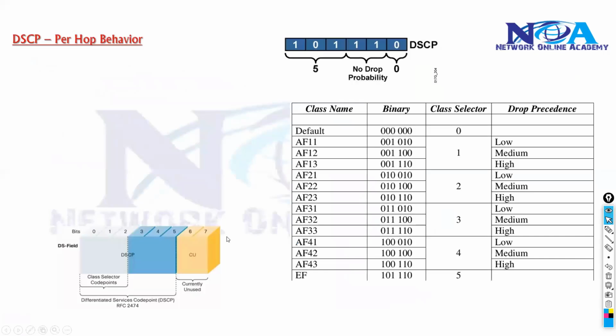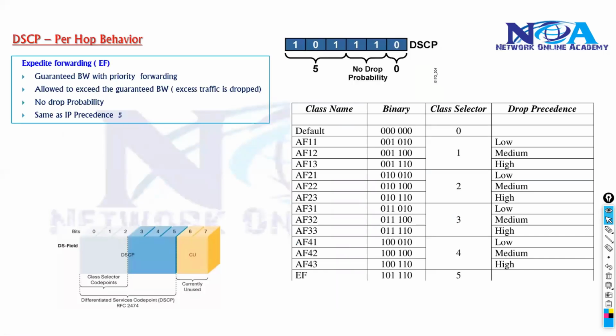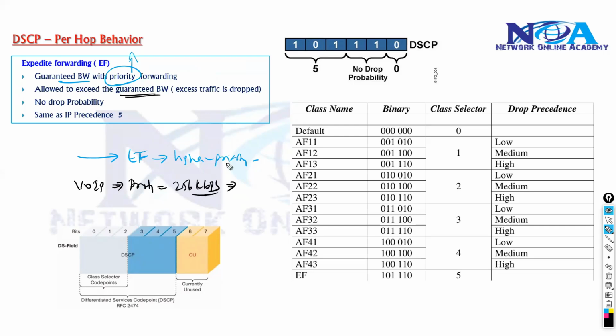So let's first see what exactly EF, expedited forwarding, says. Expedited forwarding is going to provide guaranteed bandwidth with high priority. Any traffic received with an EF marking value will be treated as highest priority. So among all the values, the topmost priority will be given to any marking value which comes with EF. And in case you are specifically saying, let's say there's VoIP traffic which should be given a priority of 256 kbps, we can probably do that.